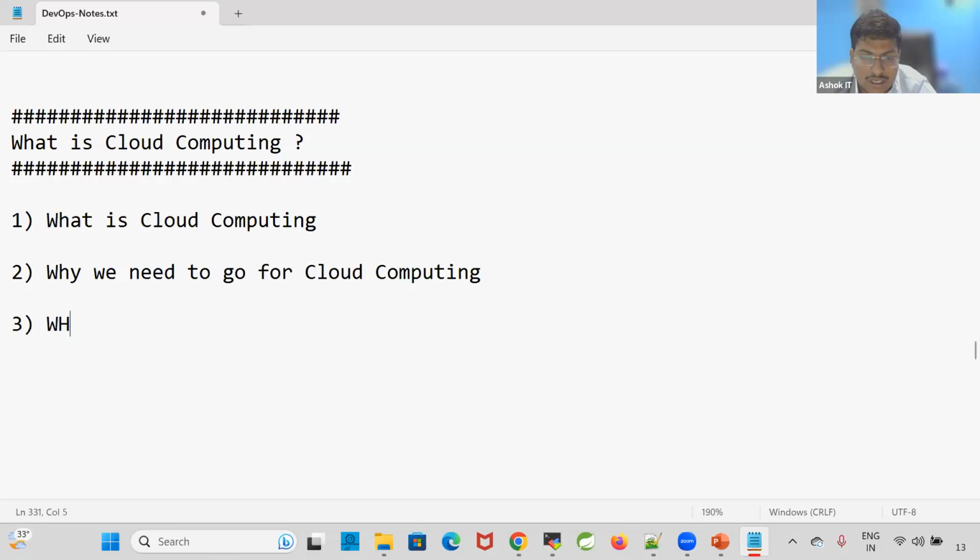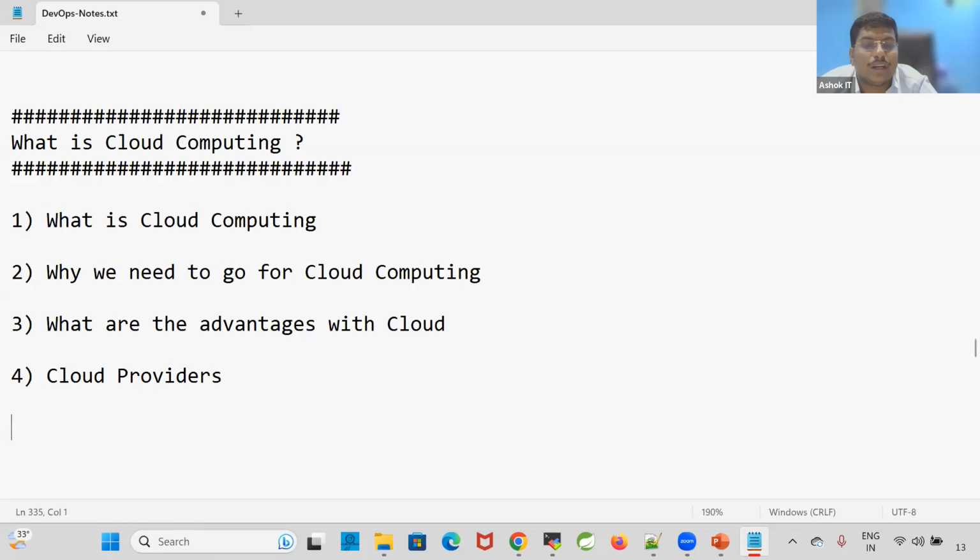What are the advantages with the cloud? Advantages with the cloud. Then next one, cloud providers. Who are cloud providers available in the market? AWS cloud introduction. So this is the agenda for today's session.